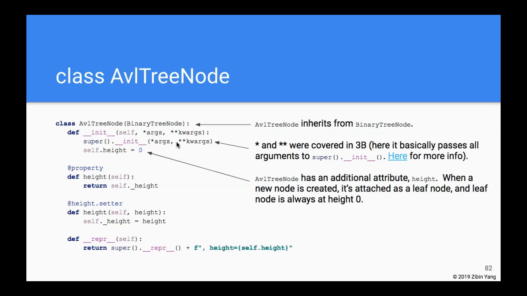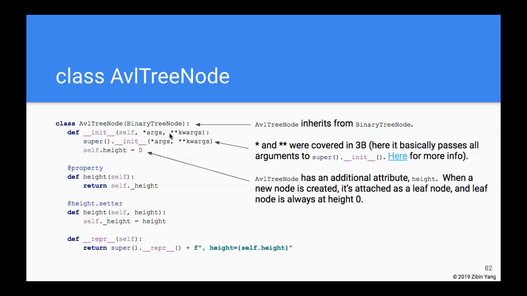One of the maybe a little funky syntax, in case you haven't seen it before, is this single asterisk and double asterisk. This was talked about in 3B. If you haven't seen it before, here's a little link. You can read more about it if you want to, but basically all it means is whatever parameter that's passed into the dunder init method gets passed on as the arguments to the super dunder init, in this case, the binary tree node's dunder init.